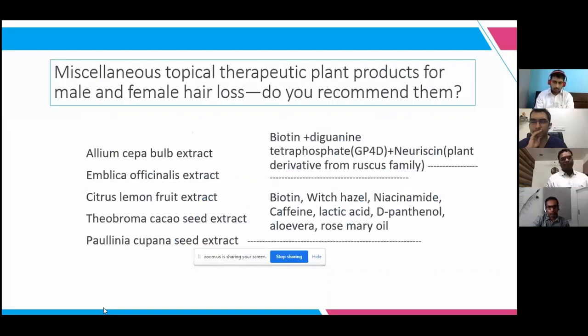And there are some miscellaneous topical therapeutic plant products also, like the onion, like amla, like citrus lemon, all these things. Do you really recommend them? Niacinamide, caffeine, lactic acid, aloe vera, rosemary oil. There are so many things. Do you really recommend all these things? In my opinion, as a solo or monotherapy, they have no role. As a monotherapy, they have no role. But yeah, like caffeine may.